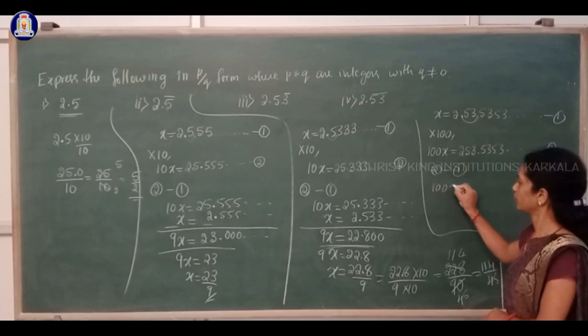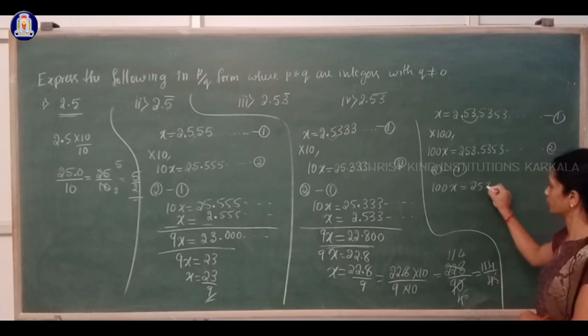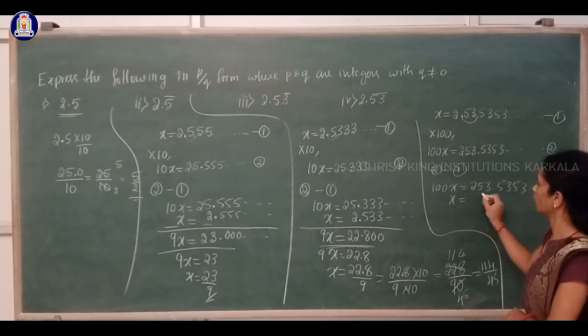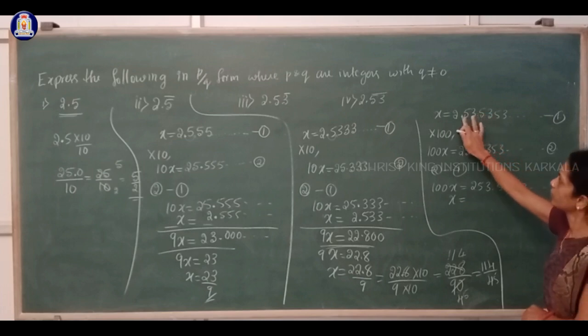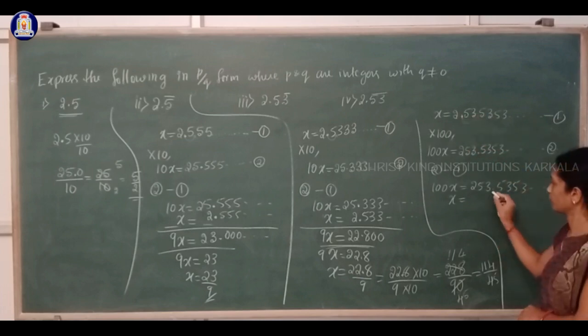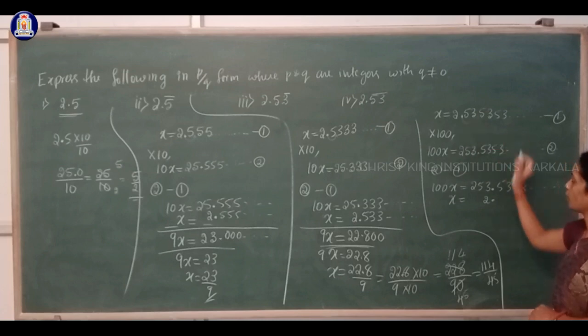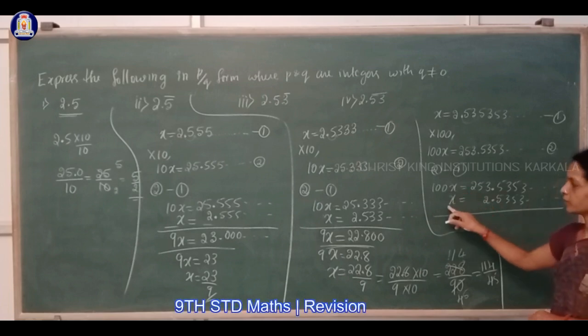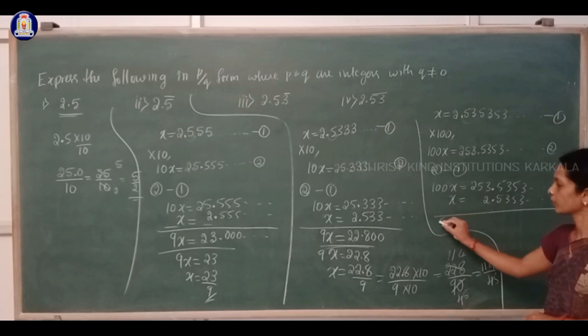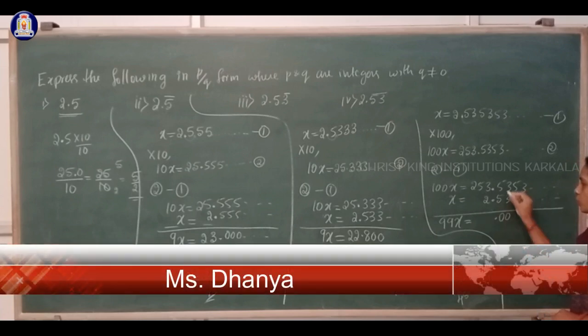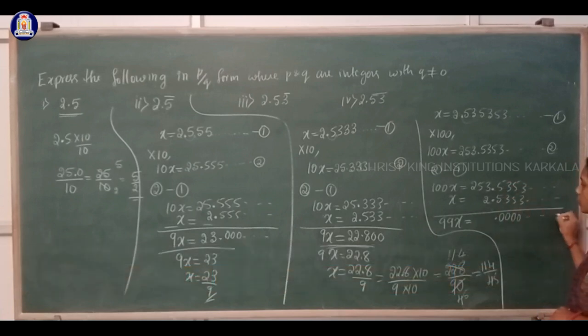So write equation 2 first, 100x is equal to 253.5353 etc. and equation 1 below that, x is equal to 2.5353 etc. But while writing that, be careful, below the decimal point you have to write a decimal point, and here 2, and after the decimal point 53 etc. Now subtract 100x minus x, that is 1x, 100x minus 1x is 99x equal to, here after the decimal point you will get all zeros. 5 minus 5, 3 minus 3, all are zeros, and 3 minus 2 that is 1, and here 5, and here 2.